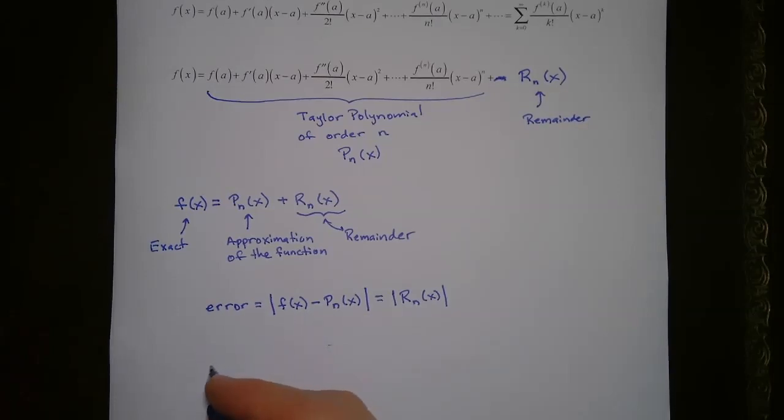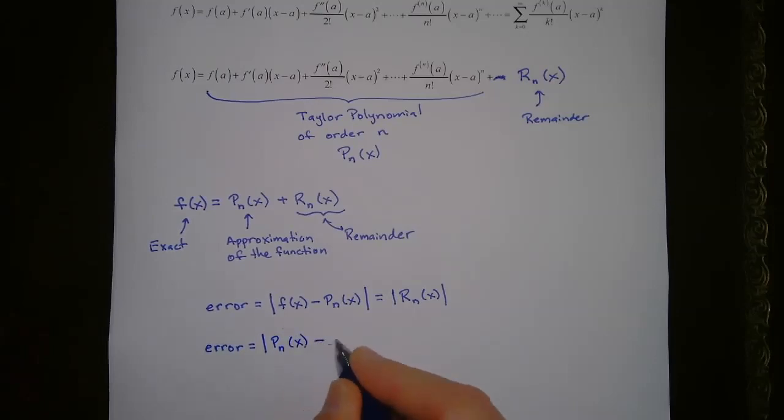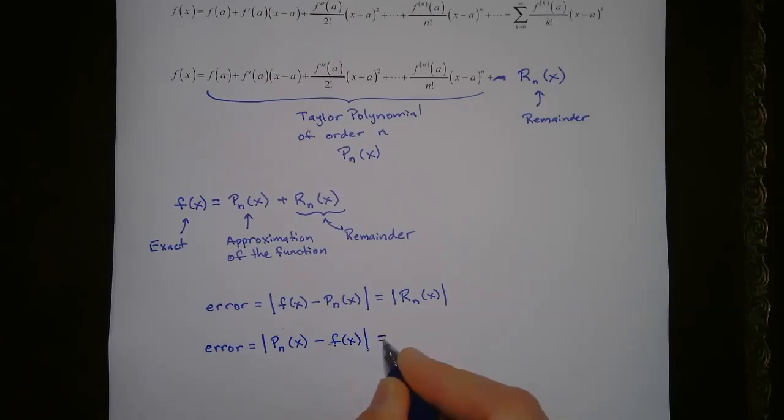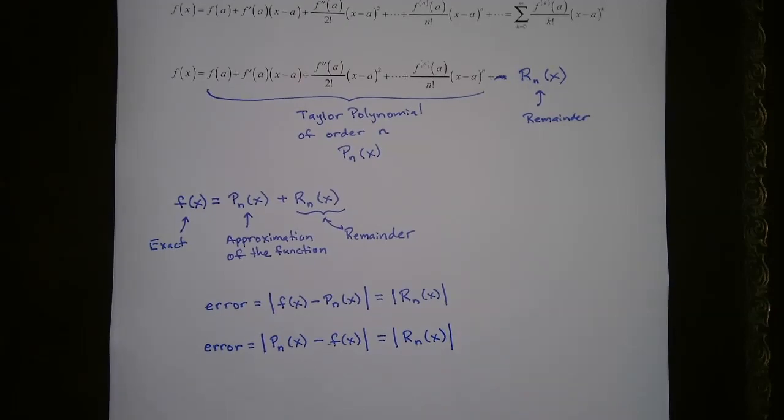So what you're going to see on the next few pages is that the way we're going to calculate error, how far off we are, is to take the absolute value of the Taylor polynomial of order n at x minus f of x, and that would also equal the absolute value of the remainder. And that's the first part of this lesson.